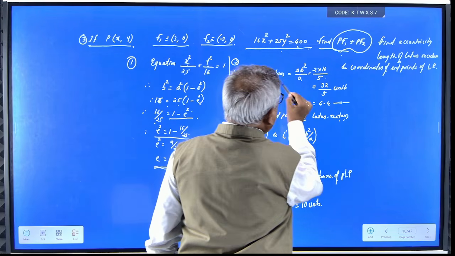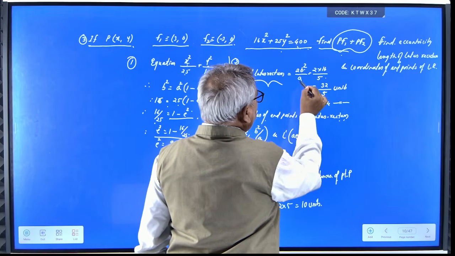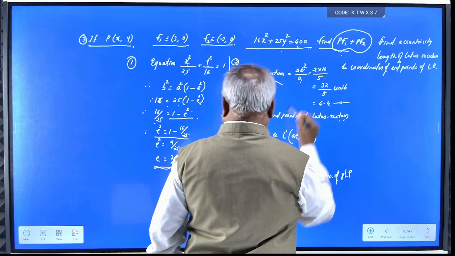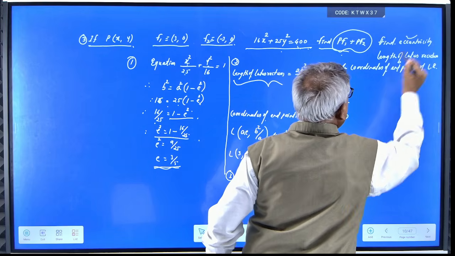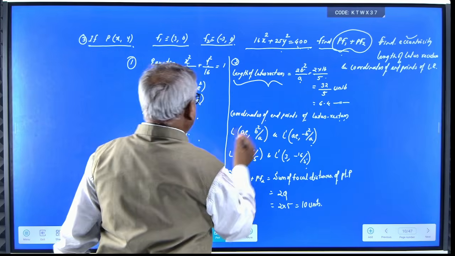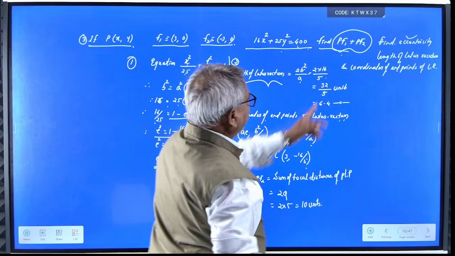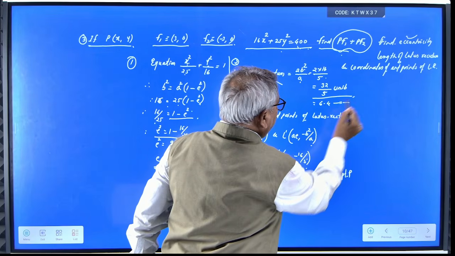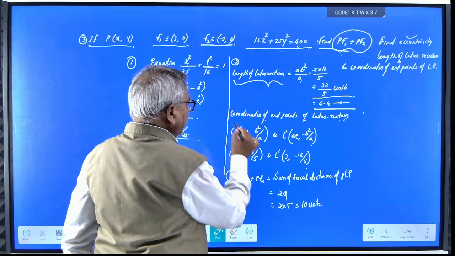Length of latus rectum is equal to 2b square upon a. That is, with the eccentricity that we obtained here, the length of latus rectum is 2 into, what is the b square here? 16 upon 5. So 32 upon 5, or 6.4 units.